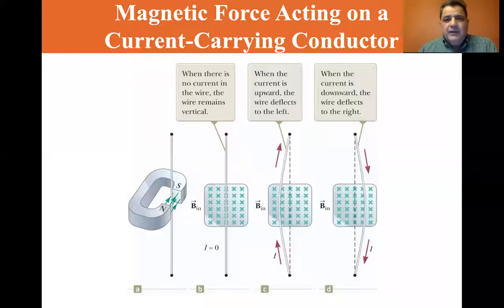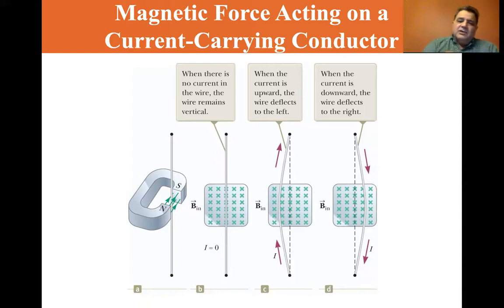So now we can extend that. If we have current, which is charges in a wire, we're going to have the same effect. So let's share the PowerPoint, and we're looking here. Magnetic force acting on a current carrying conductor. Let's read the little boxes here. You can see there's a magnet, and there's a wire. It's carrying current. The first one, there is no current. When there is no current, the wire remains vertical. There's no movement. When the current is upward, the wire deflects to the left.